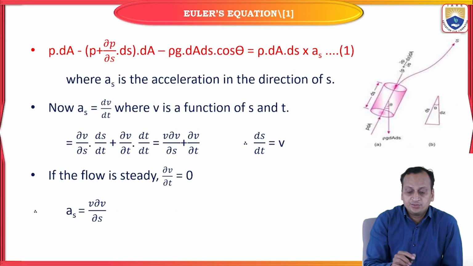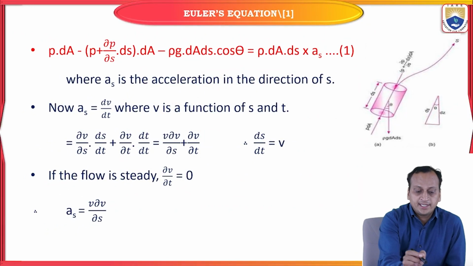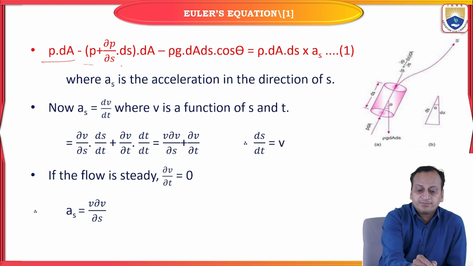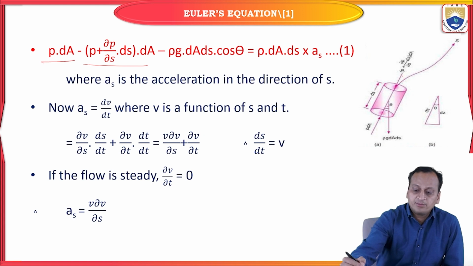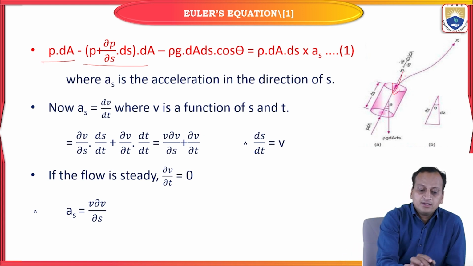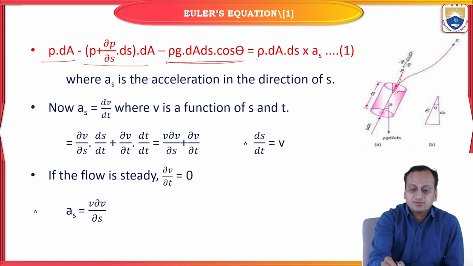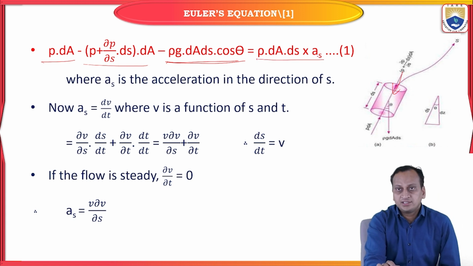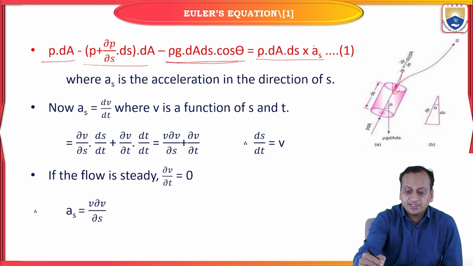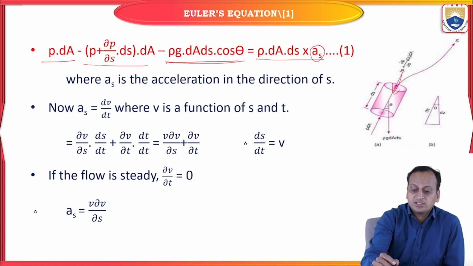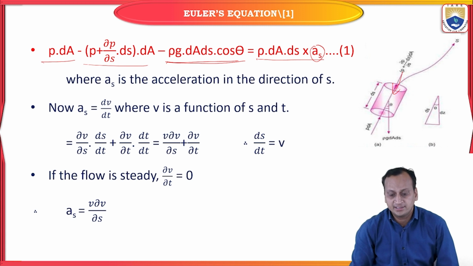If you apply Newton's second law, we can write it like this: PdA will act in the upward direction, therefore it is positive, and the pressure force acting in the opposite direction is negative, minus P plus dou P by dou S into ds into dA, and this is due to the weight of the fluid particle, which is acting downward. So rho g dA ds cos theta is equal to mass into acceleration. About direction S the acceleration is a_s, and the mass of the fluid particle is rho dA ds.